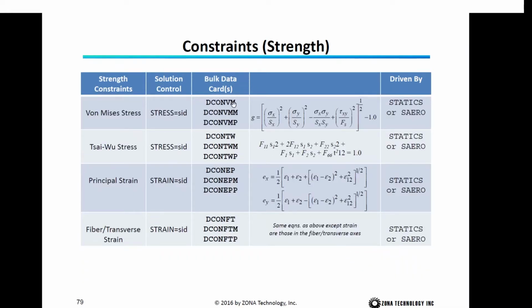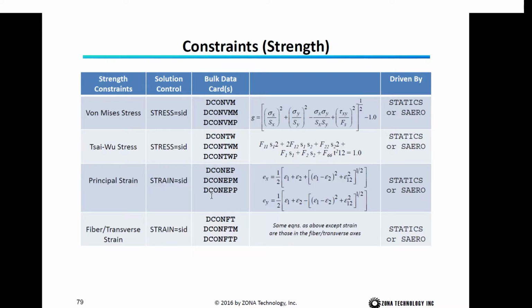And then for strength, we have a laminate stress, defined by those cards, and it is driven by statics or SAERO. It's activated by the stress equals solution control command. For ply stress, you can use those cards to define the ply stress constraint. Also, it's driven by statics or SAERO, activated by the stress equals solution control command.